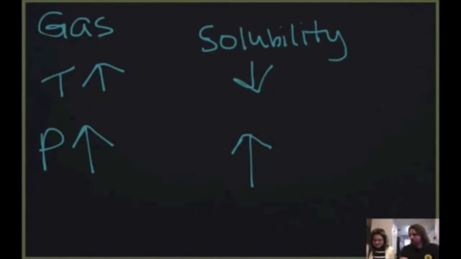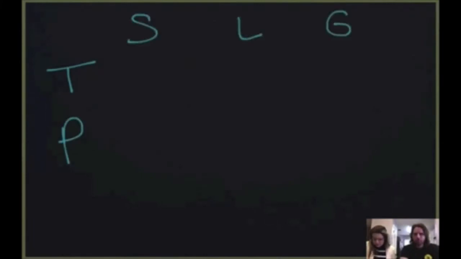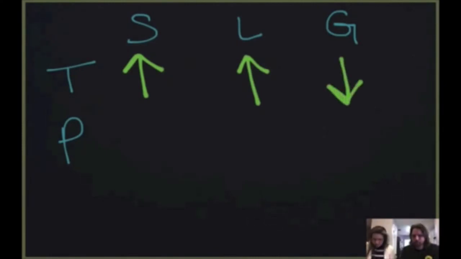Thank you. Okay, so let's recap. We talked about solids, liquids, and gases. So let's talk about temperature and pressure. Solid, liquid, gas. As temperature goes up, what happens to the dissolving rate of a solid? It goes up. What about a liquid? A liquid goes up too, same as solid. Now gas goes down. Remember the hot garage.